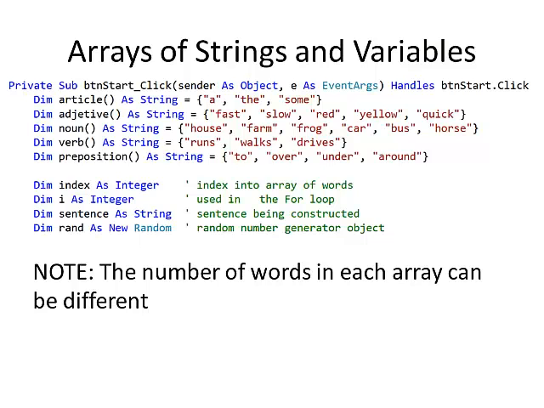Well, we'll start off and describe the array of strings and variables. For the article, I have an array of strings. So I'll say dim article open close parentheses as string equals open curly brace, and then each string will be enclosed in quotes. So here's a, the, and some. In this case, I have 3 strings in the array. The adjective has fast, slow, red, yellow, quick. The noun has house, farm, frog, car, etc. And then the verb has action words and prepositions.